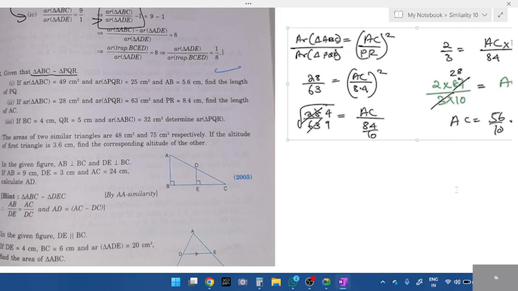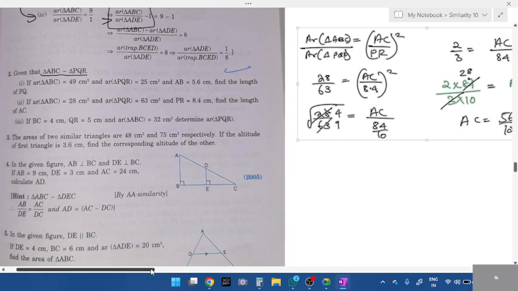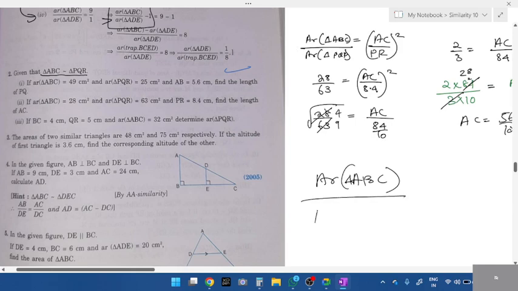Okay, what's the third question, Naomi? Explain the third one. How did you do? Write it in the same way. Divided by area of triangle. You are. Very good. Next.